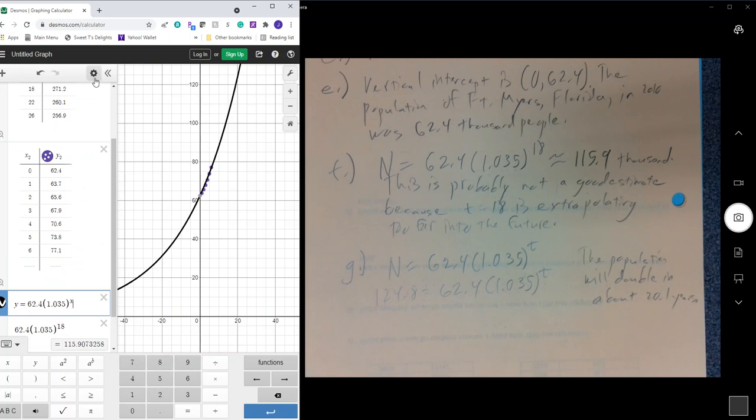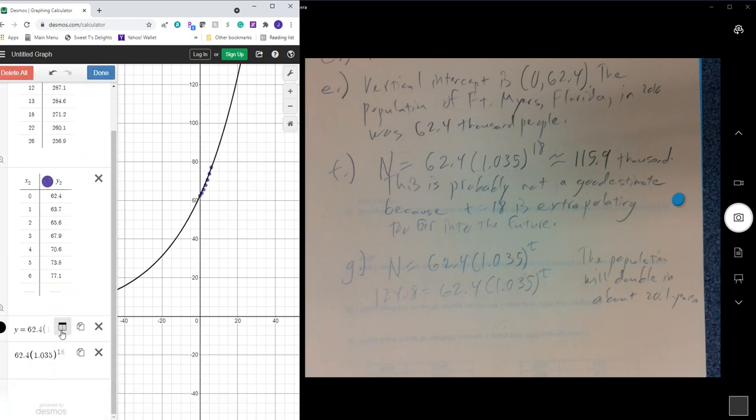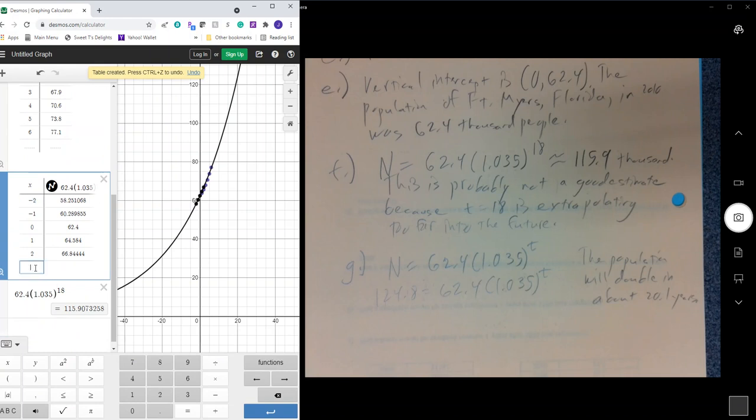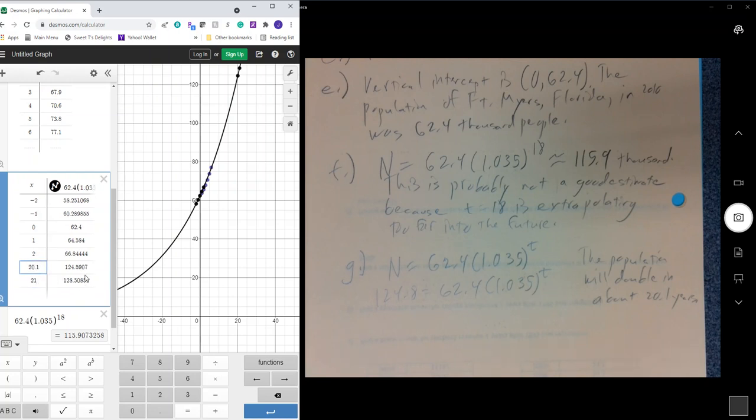We have to click here, click the wheel, and then do a table. And once we do that, we could type in, just say 20, and you see it's 124.1. And then we could type in 21 and we see it's 128, but we could do 20.1 and we have our close to our 124.8, probably be like 21.14 or something. Yeah, it's 21.15 would be a little too high. So it'd be about 20.1.